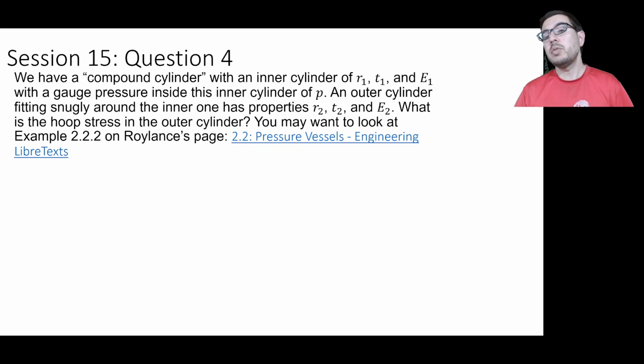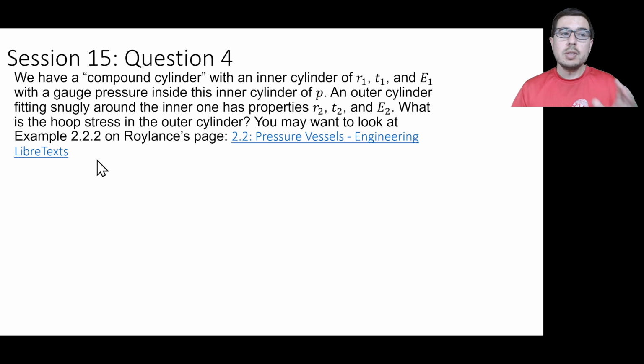This problem comes from David Roylance's page on pressure vessels, which you can find at the above link. We have a compound cylinder which has an inner cylinder with radius R1, thickness T1, and elastic modulus E1. And there is an outer cylinder fitting snugly around the inner one that has properties R2, T2, and E2. And the question is, what is the hoop stress in the outer cylinder?